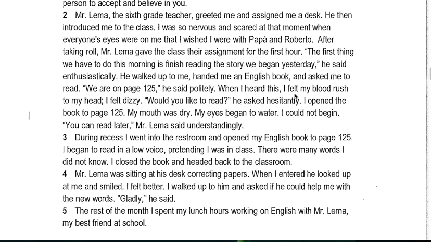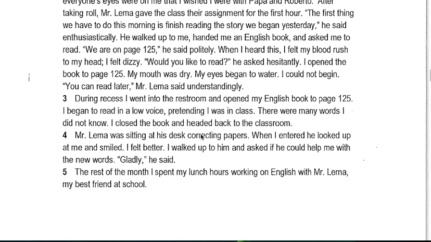When I heard this, I felt my blood rush to my head. I felt dizzy. "Would you like me to read?" he asked hesitantly. I opened the book to page 125. My mouth was dry. My eyes began to water. I could not begin. "You can read later," Mr. Lima said understandably. During recess, I went into the restroom and opened my English book to page 125. I began to read in a low voice, pretending I was in class. There were many words I did not know. I closed the book and headed back to the classroom.